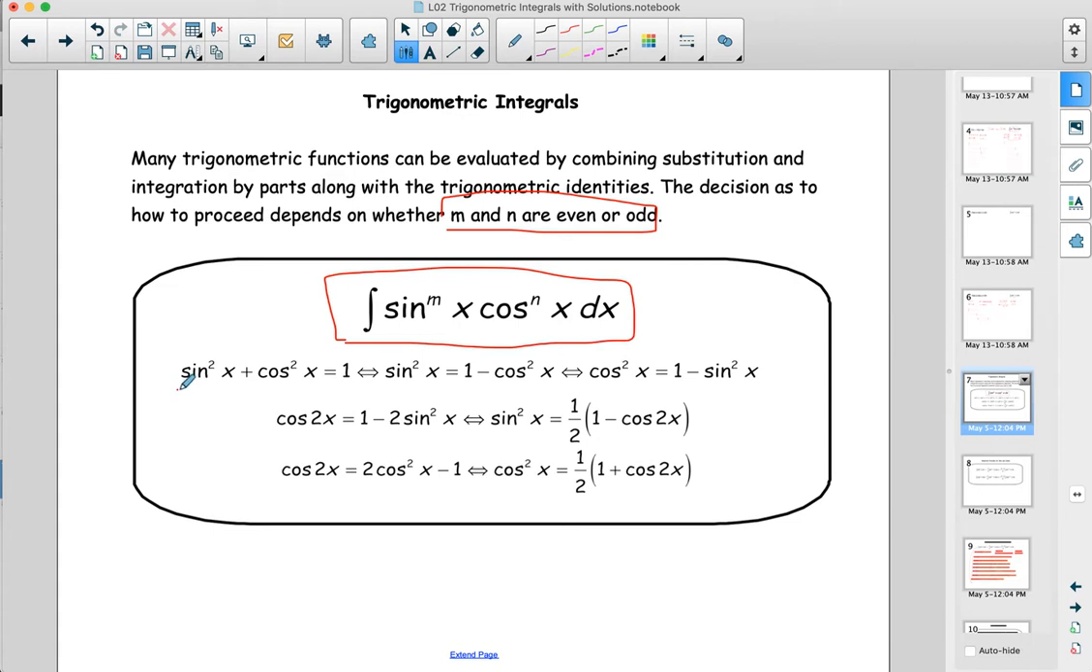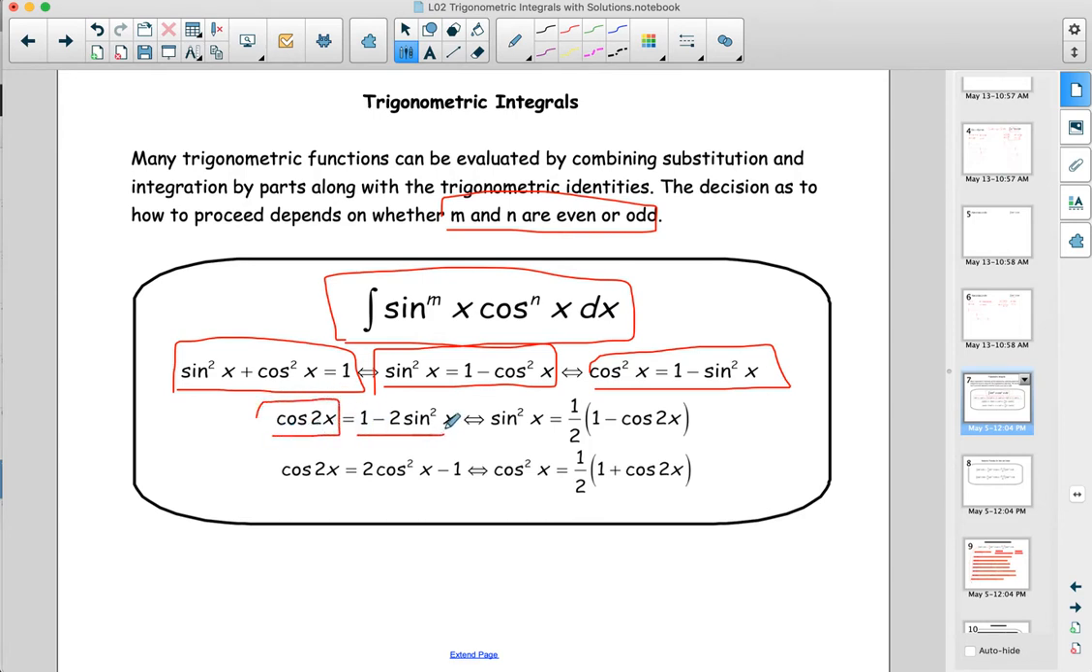Noting Pythagorean identity number 1, sine squared plus cos squared is 1, so maybe we want to make this substitution, or maybe we want to make that substitution. It's also possible to use double angle formulas. Cos of 2x is 1 minus 2 sine squared x.